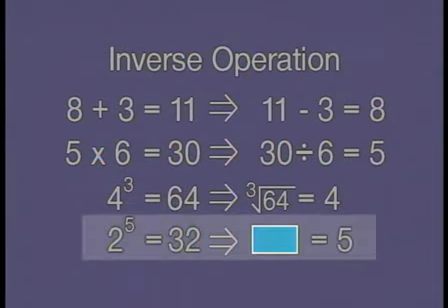Now we have something called 2 to the fifth equals 32. We're not looking for the fifth root of 32. We're looking for a function or operation that when we put in 32 and 2, we'll get out 5. And you see that light blue rectangle. That light blue rectangle can be replaced by the words, the power we raise 2 to get 32. And that power is 5.